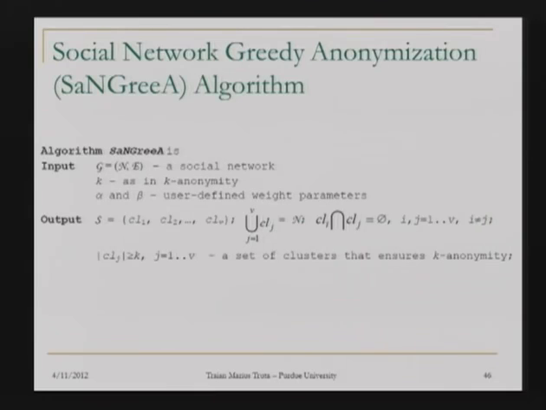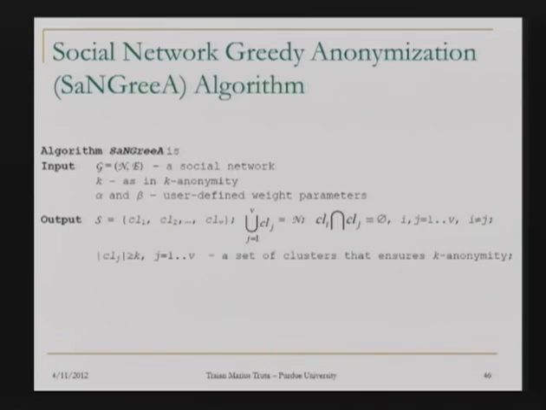In our algorithm, the idea is extremely easy. We start with a social network, a value of k, and two user-defined weight parameters, where alpha plus beta should be equal to 1. They pretty much weight how much importance we give to node attribute values versus graph structure.